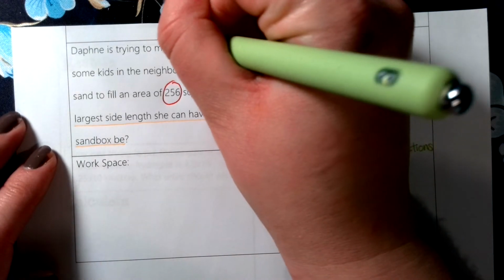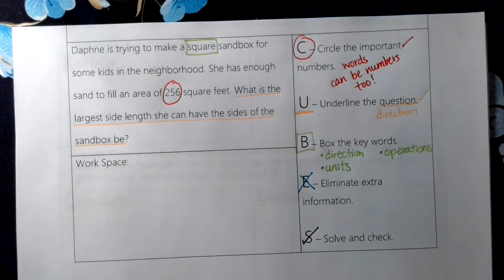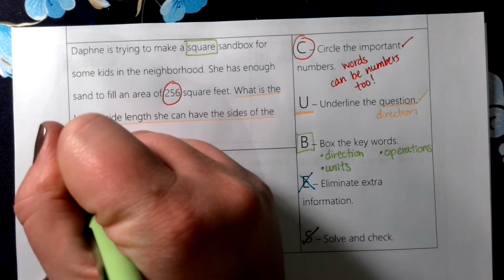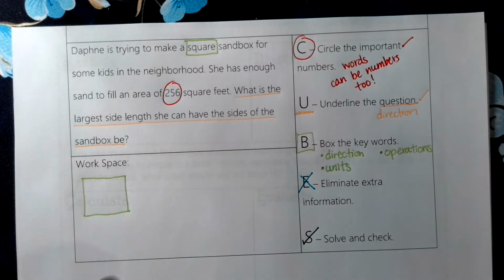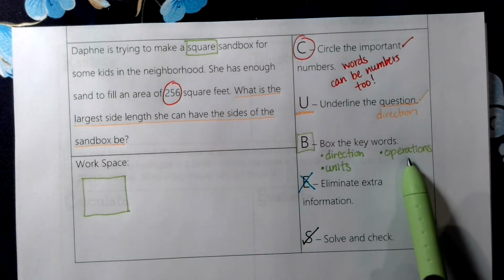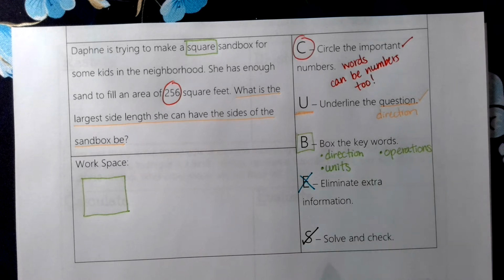The word square. The word square tells us that we need to draw what? It tells us that we need to draw this square sandbox, and that's going to help us with our operations. So square is an important word. It's a key word here. That's the only one in that sentence that is a key word.